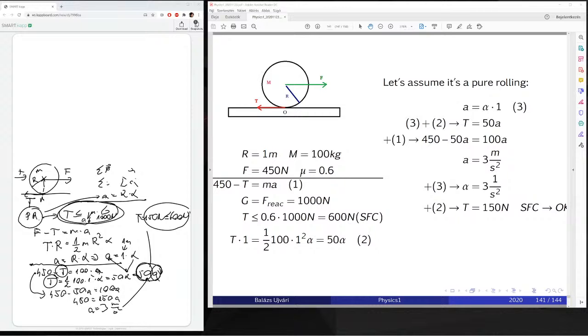In other words, wow, I missed some part of the equation. So in other words, the friction is enough to move this body without slipping. And now try to solve it. I forgot to save it, sorry.